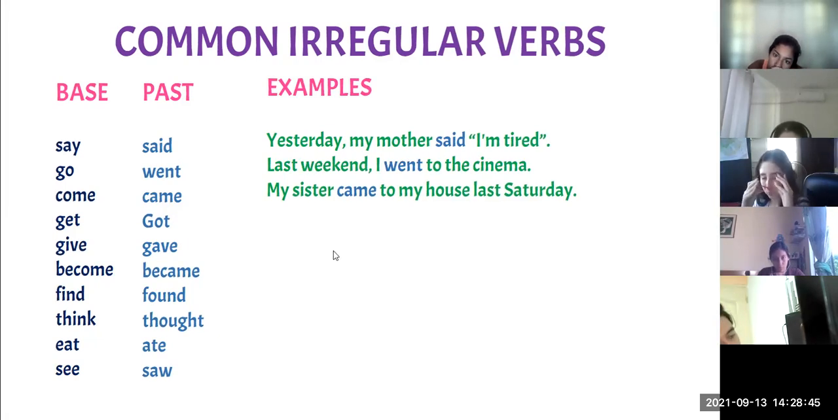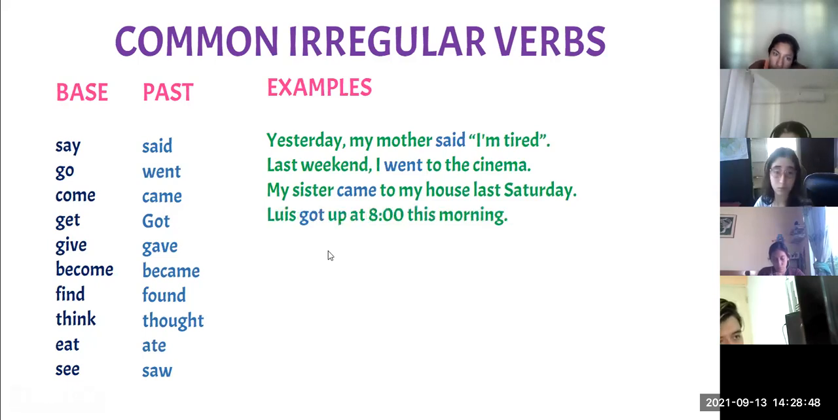Okay. The next one, we have get, got. Luis got up at 8 o'clock this morning. Okay. What about got? What can you say with got in the past? Any ideas? With got? Maria got dressed at 11 a.m. Very good. Maria got dressed at 11 a.m.